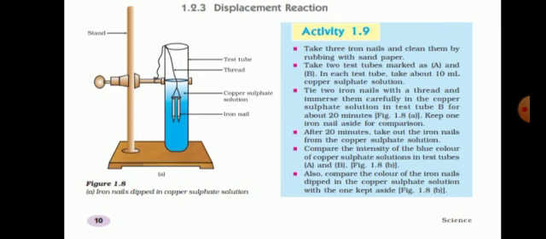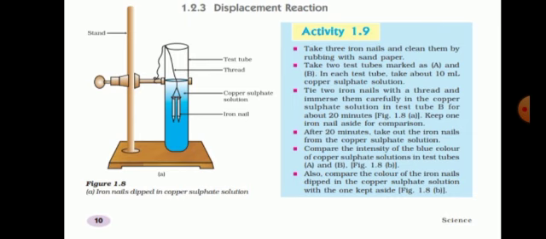The third step here is tie 2 iron nails with a thread and immerse them carefully in the copper sulfate solution in test tube B for 20 minutes. So take 2 iron nails and with a thread immerse them inside test tube B, which contains the copper sulfate solution, for 20 minutes, and keep 1 iron nail aside for comparison, right? After 20 minutes, take out the iron nails from the copper sulfate solution.